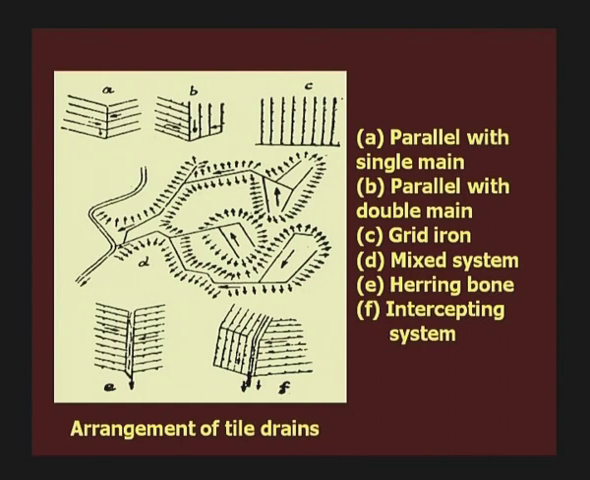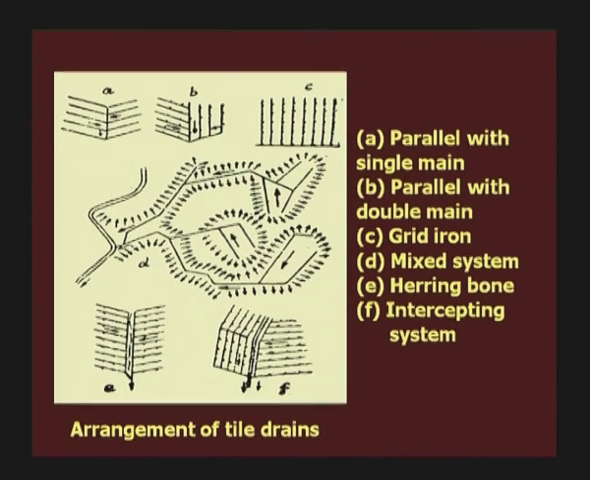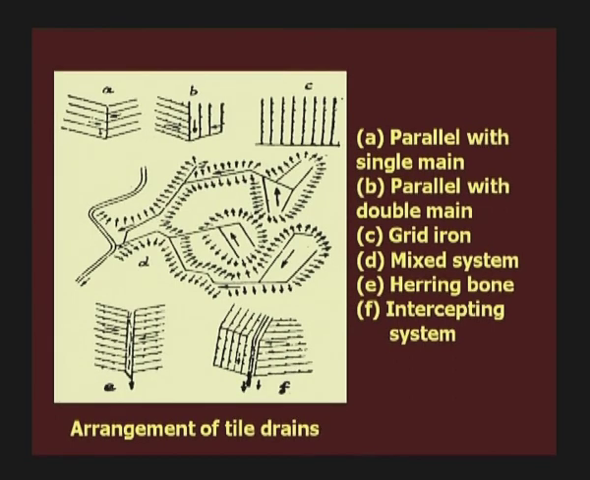The cost involved in C, that is gridiron, is less in comparison to E, that is herringbone. In case of gridiron, laterals come only from one side and the junction points are fewer, whereas in case of herringbone system, laterals are coming from both sides and junctions are more. So, more cost is involved in the herringbone system in comparison to the gridiron system.